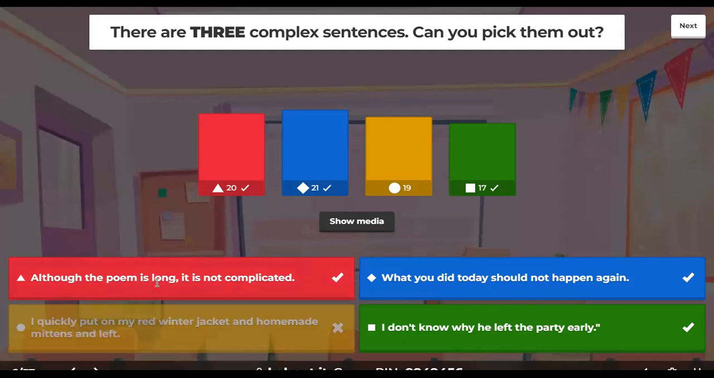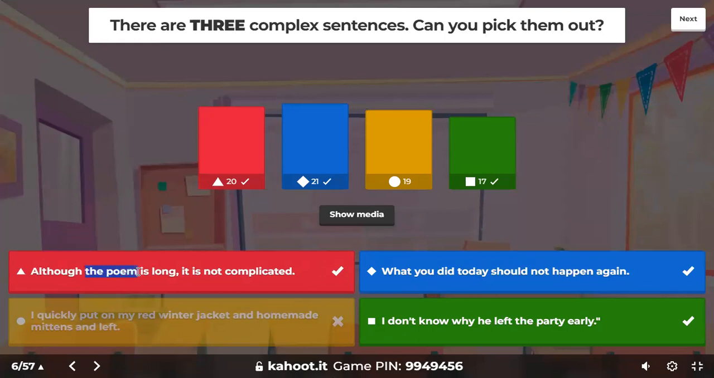Okay. Now, although the poem is long, it is not complicated. Now, one of you guys asked me about the complex sentence and if I can explain what a complex sentence is. Okay, now, a complex sentence should have two or more clauses. Now, a clause in English is a subject and a verb. If you look at the red sentence here, the poem, well, that's the subject, and is is the verb. Now that's what you call a clause. Subject verb is one clause. And then we have another clause. It is subject verb. Here we have clause number 2.